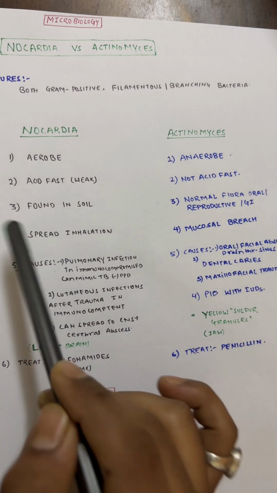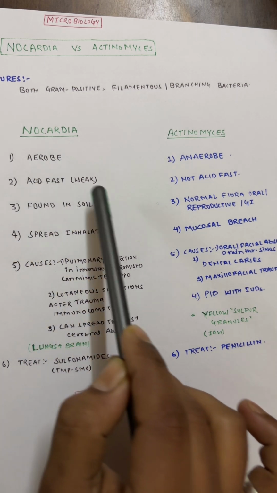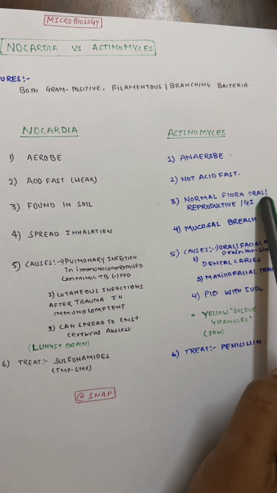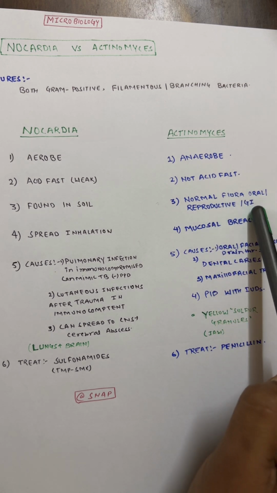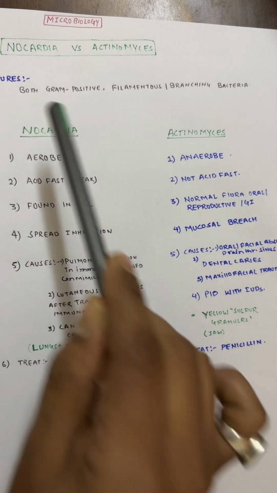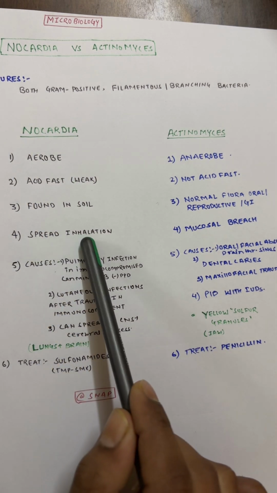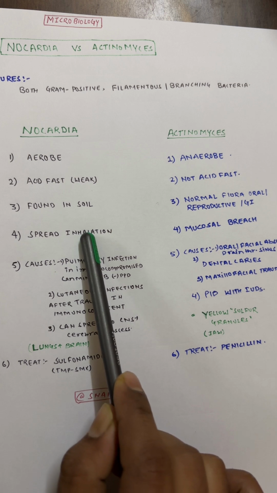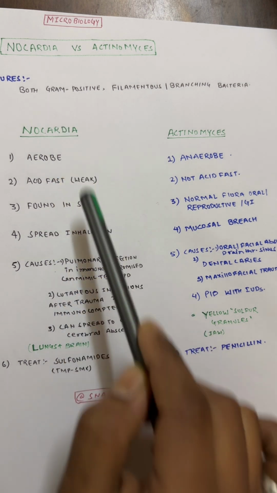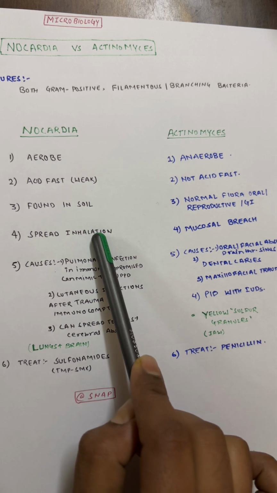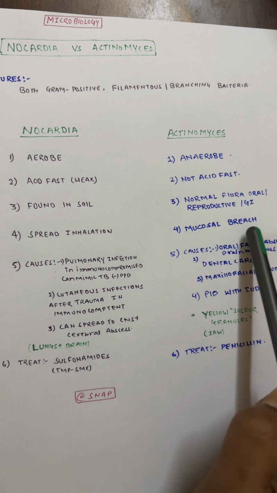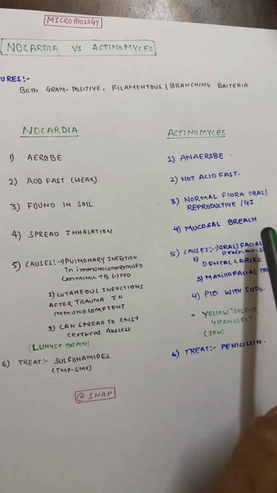Now, where is it found? Nocardia is found in soil, and Actinomyces is normal flora of the oral cavity, reproductive tract and GI tract. Now, how do we get infections from Nocardia? With inhalation, Nocardia causes infections, and Actinomyces enters our body through mucosal breaches.